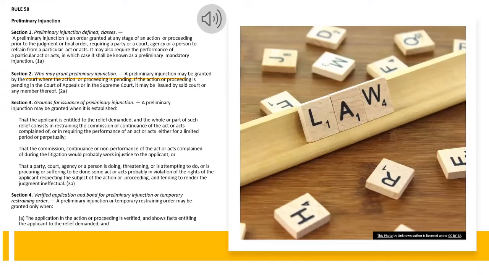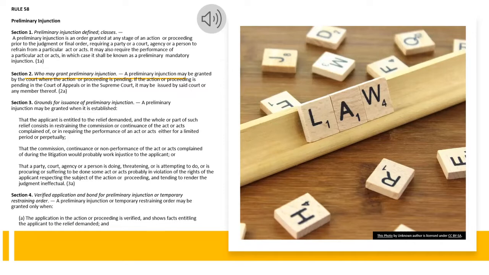Rule 58. Preliminary injunction. Section 1. Preliminary injunction defined. Classes. A preliminary injunction is an order granted at any stage of an action or proceeding prior to the judgment or final order, requiring a party or a court, agency, or a person to refrain from a particular act or acts. It may also require the performance of a particular act or acts, in which case it shall be known as a preliminary mandatory injunction.